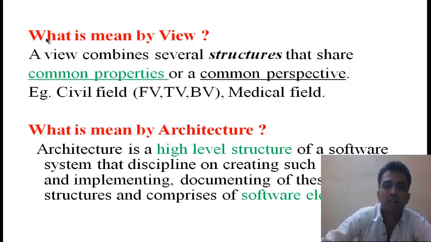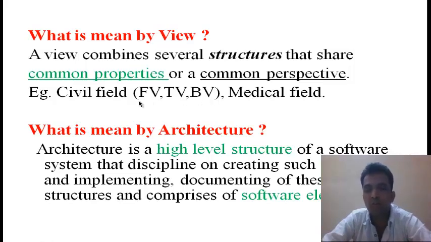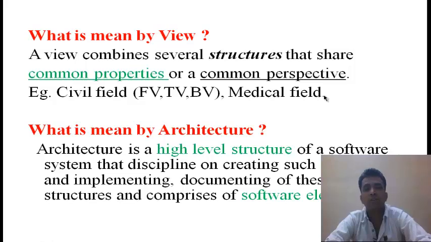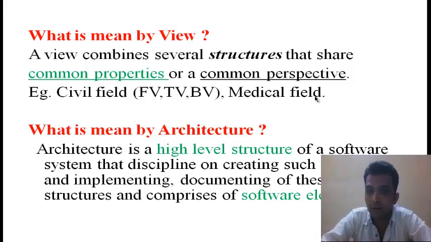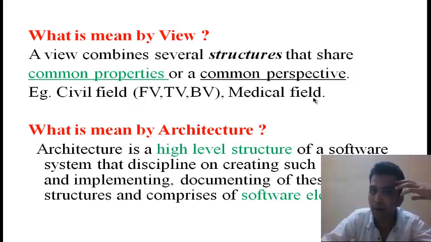Four legs is the common property. Just take this example, or we can say in the civil field also there are types of view: front view, top view, bottom view. I think one more view is there, but let it be. In the medical field also, suppose we are studying the human brain. In the human brain also there are four views: frontal, temporal, parietal, occipital. So these are just views, meaning how that particular module or structure or class looks from different angles.